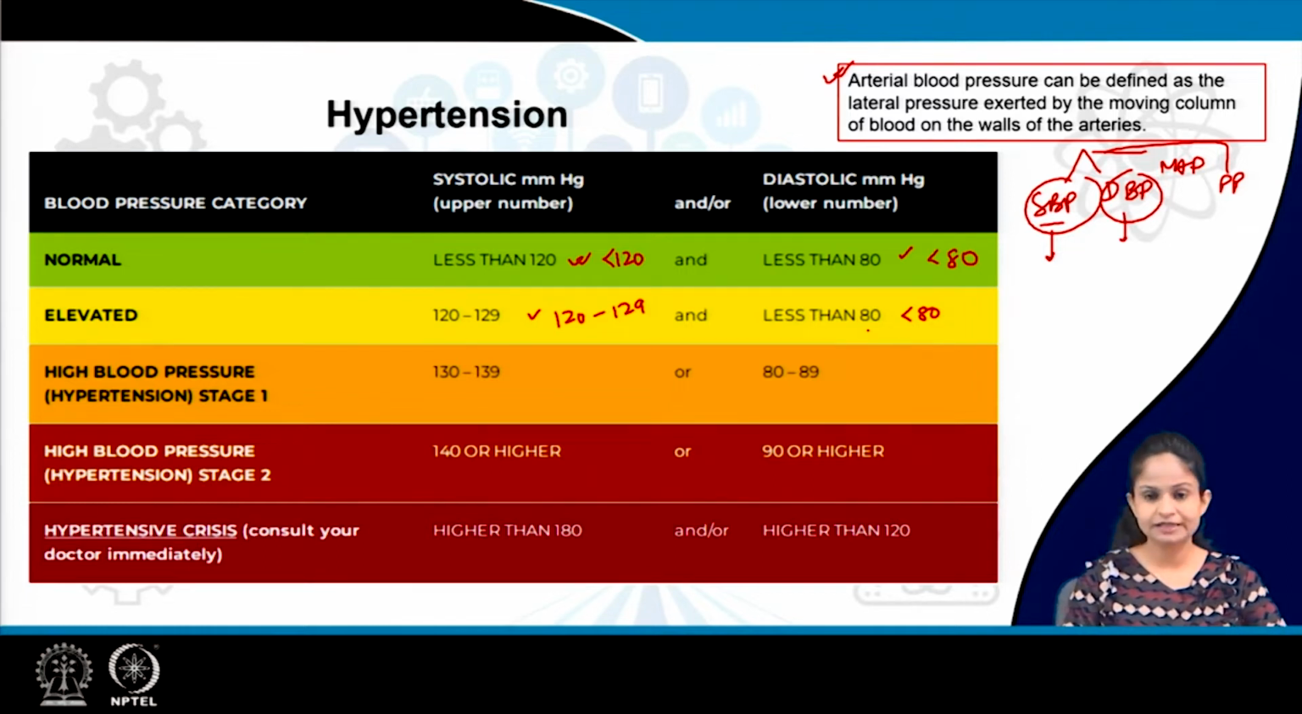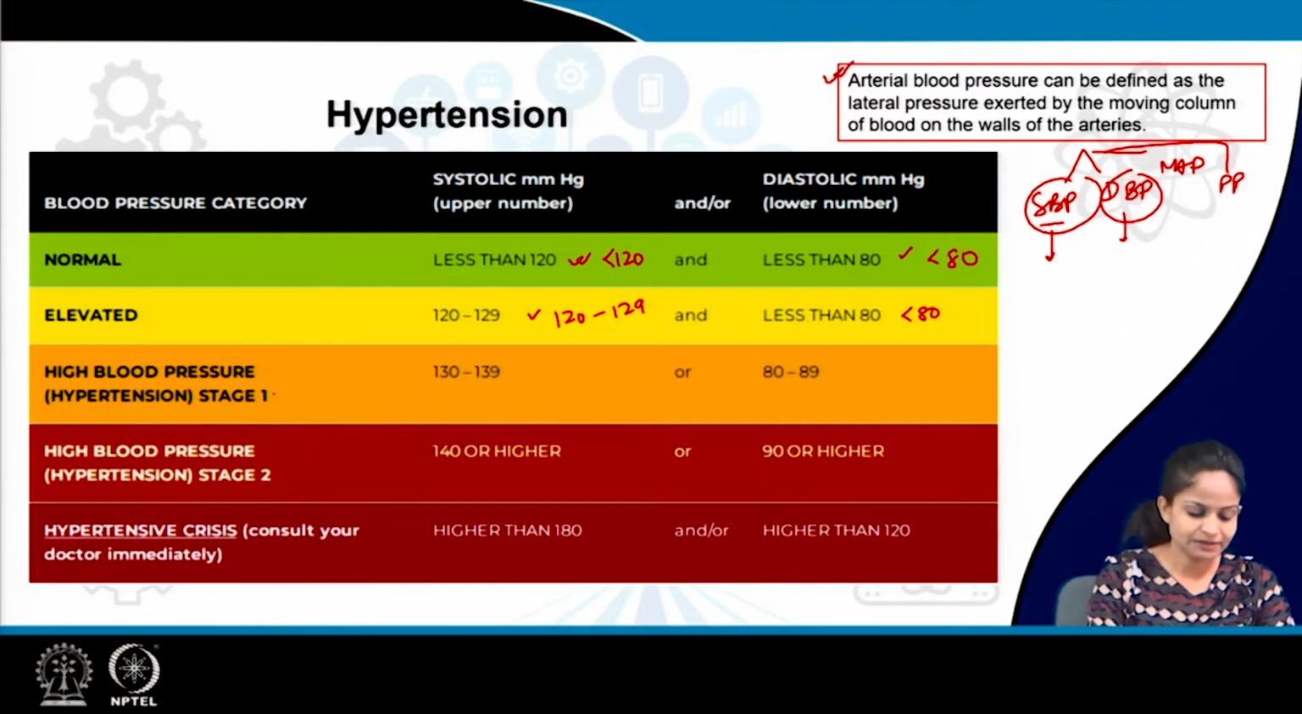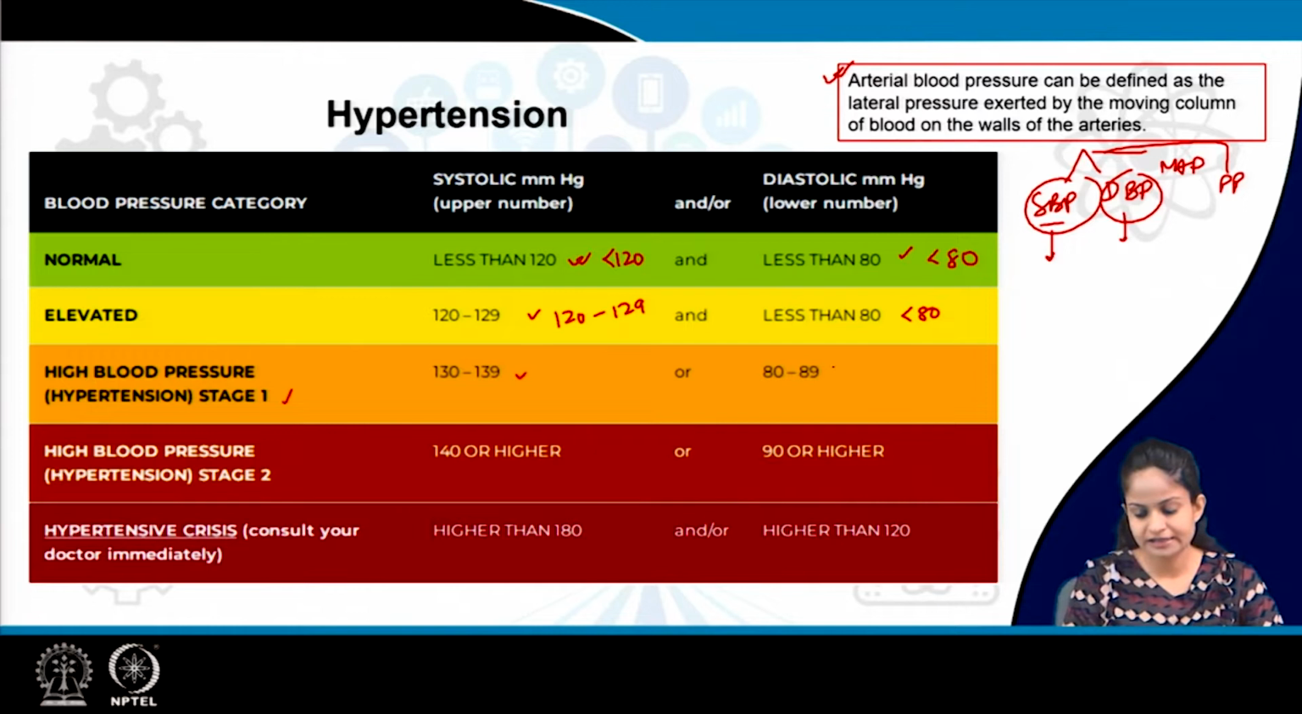After this, anything beyond this will come as hypertension stage 1, 130 to 139 millimeter of mercury and diastolic blood pressure between 80 to 89. Stage 2 is 140 or higher, with diastolic more than 90. Then we have hypertensive crisis, a very emergency condition, when the systolic blood pressure goes more than 180 millimeter of mercury and the diastolic blood pressure goes more than 120 millimeter of mercury.